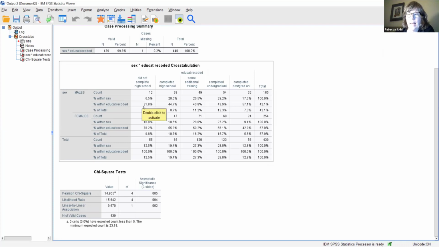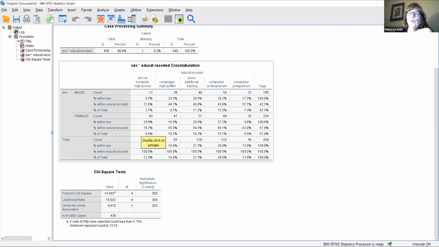Within those who did not complete high school, 21.8% were males. So you see how you get your percentages here differently. For the whole sample who did not complete high school, 21.8% were men, and 78.2% were women. So in this particular sample, the majority who did not complete high school were females, right? Based on this, that's how you read this.